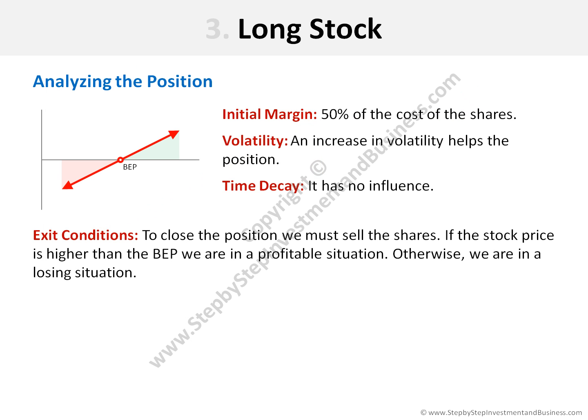Continuing with the analysis, the initial margin required to open the position is equal to 50% of the cost of the shares. This is the minimum amount of money that must be deposited into our account in order to place the trade. If we buy the shares on margin, the broker lends us the other 50%. Regarding volatility, an increase in it helps the position. On the other hand, time decay has no influence.